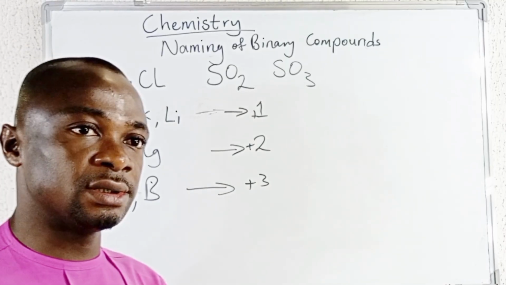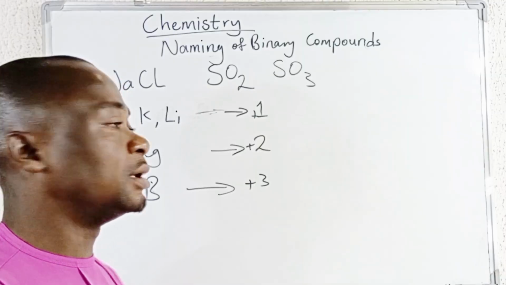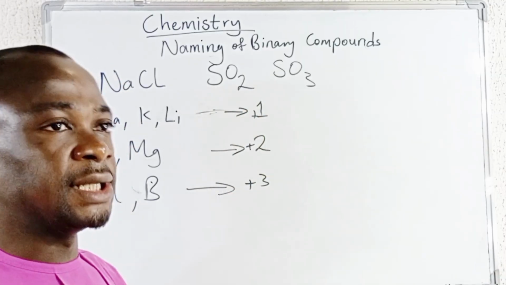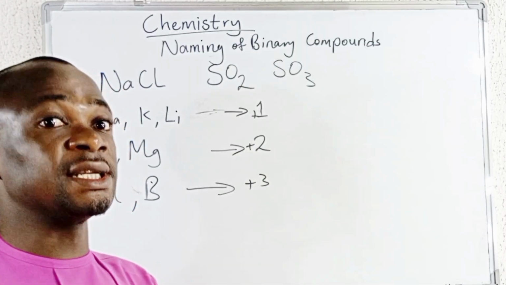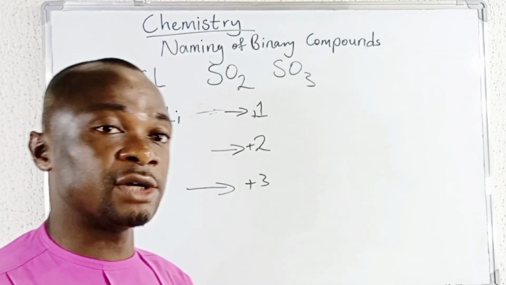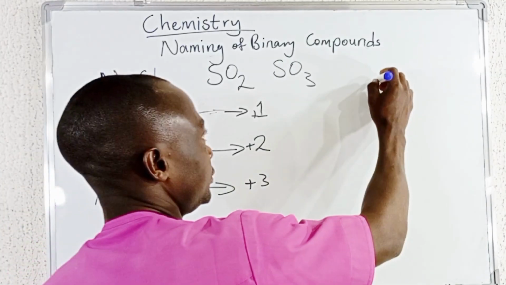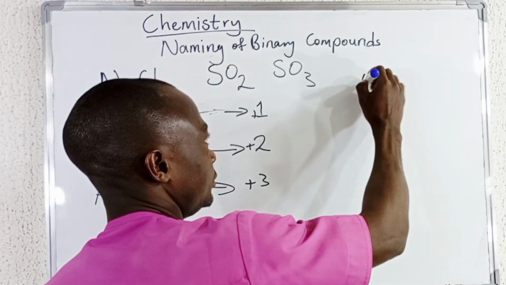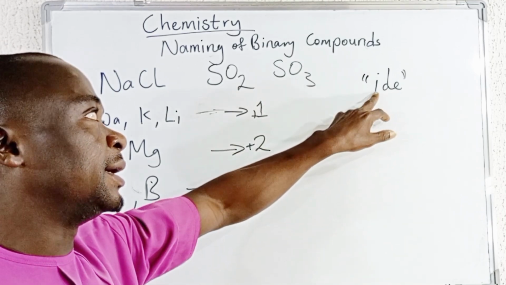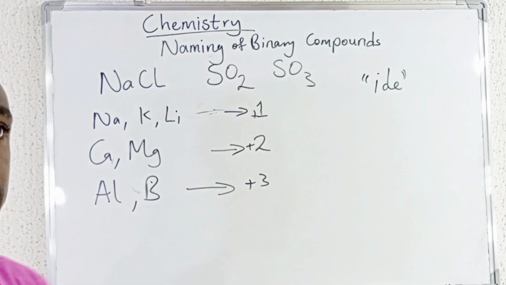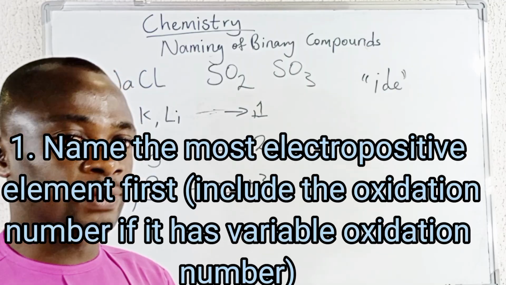Now, the second rule is name the less electropositive element in that compound, ending it with the suffix "ide." The second part, you name it and end it in what? "Ide." For instance, sulfur becomes sulfide, chlorine becomes chloride.